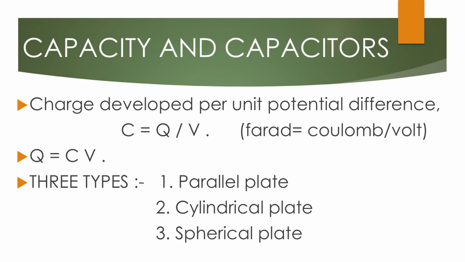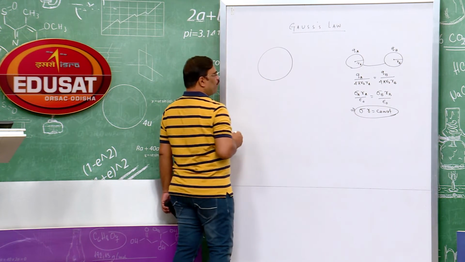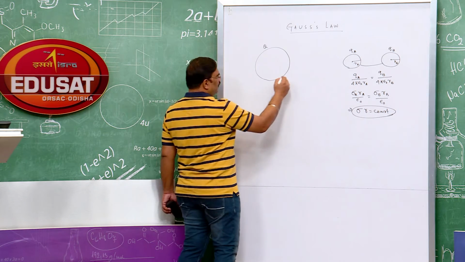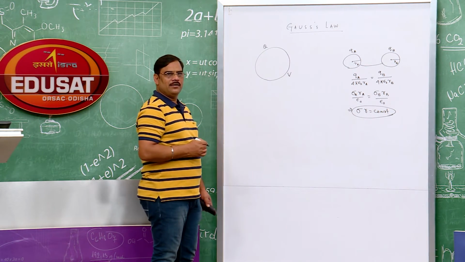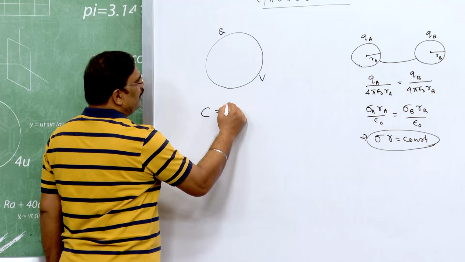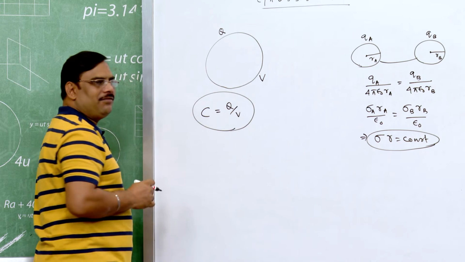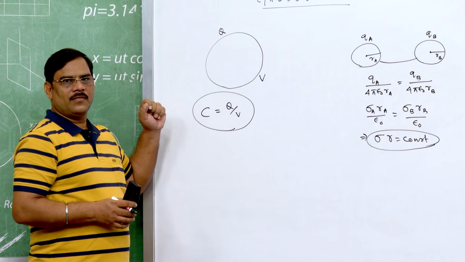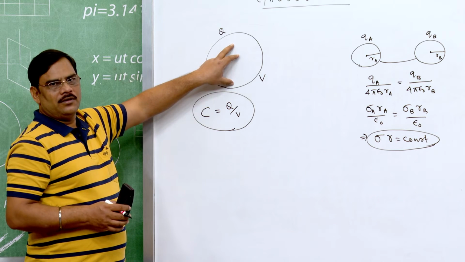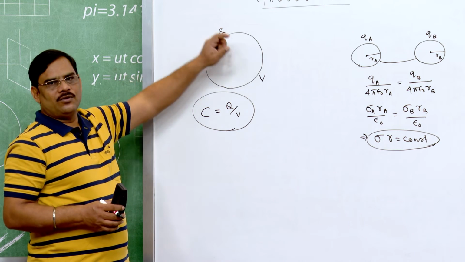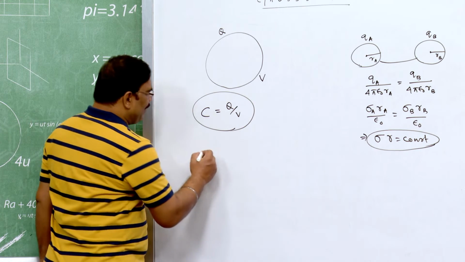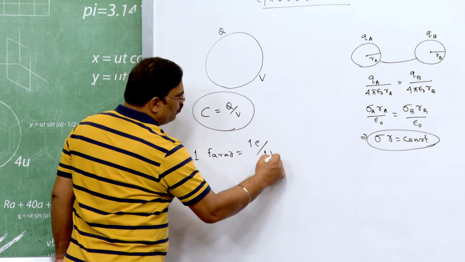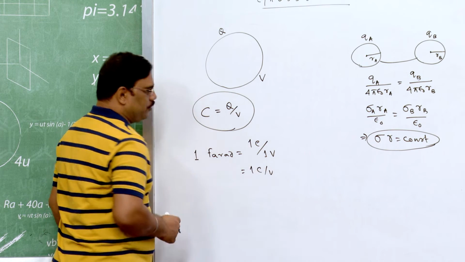Suppose there is a conductor and we give a charge q to this conductor, as a result of which the potential of the conductor is raised to v. Then the capacity of this conductor is defined as the charge developed per unit potential. If I give a potential of 1 volt, the amount of charge developed on the conductor is known as its capacity. The unit of capacity is farad. 1 farad is 1 coulomb divided by 1 volt, or 1 coulomb per volt.